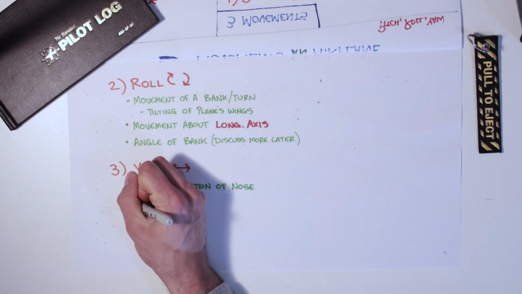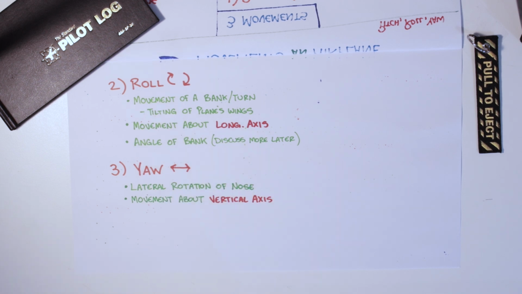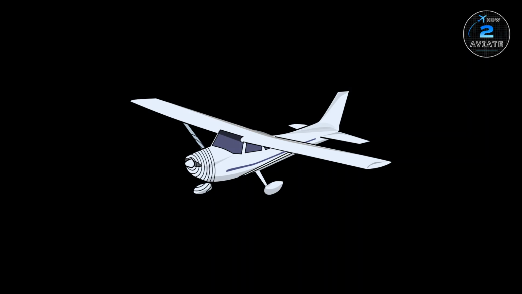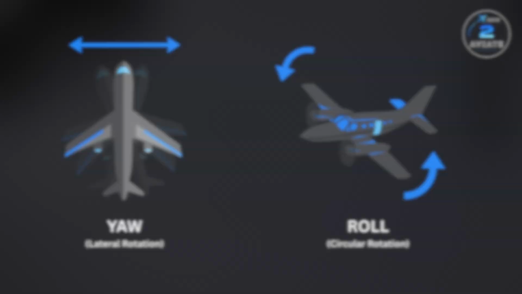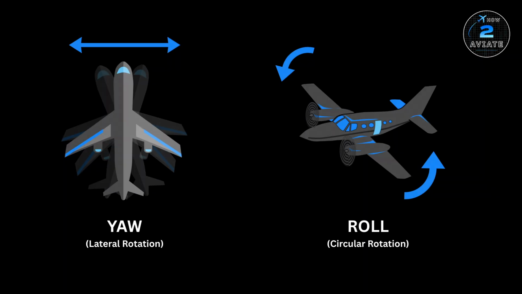It is the movement about the vertical axis, which goes from the bottom of the plane, what I call the belly, to the top. Picture a vertical rod going down the middle of the plane. The plane rotates like twisting on a vertical pole. Now don't get confused. While both roll and yaw are rotations of the airplane's nose, they're not the same directions of rotation. Roll is a circular rotation, while yaw is more of a lateral rotation.